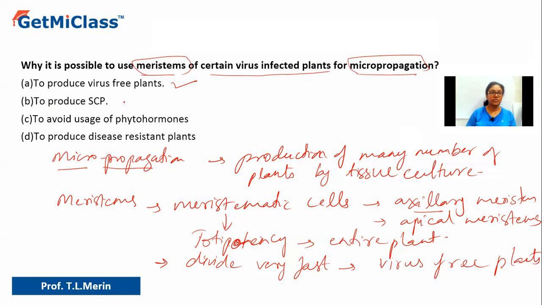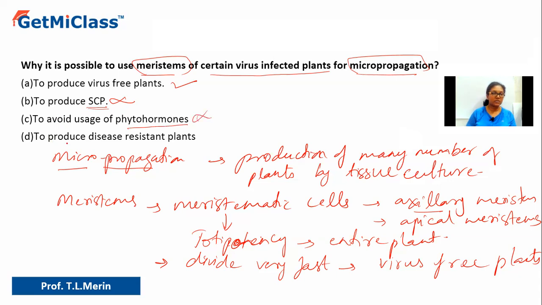Option B says to produce SCP. No, they don't use meristems for the production of single cell protein, because single cell protein is produced from unicellular organisms. Option C, avoiding the usage of phytochromes, is not right either, because you need to induce root and shoot in these meristems, so you need to provide them a good amount of hormones. Hence it is ruled out.